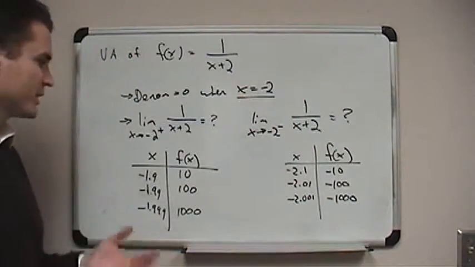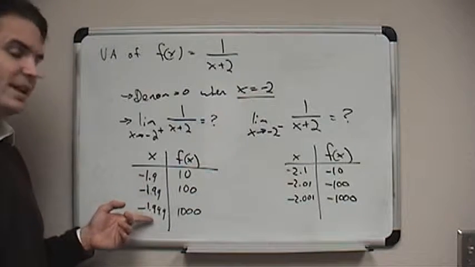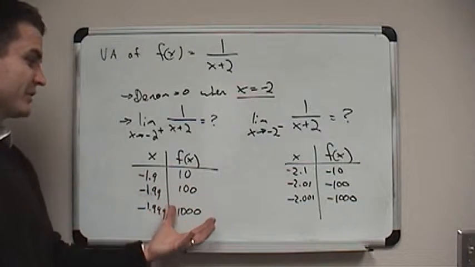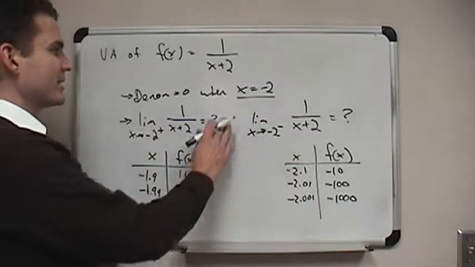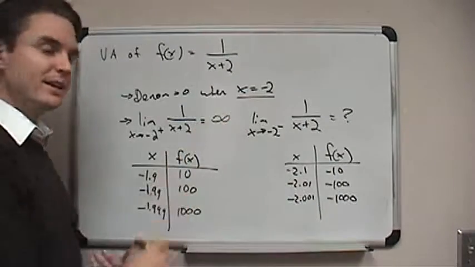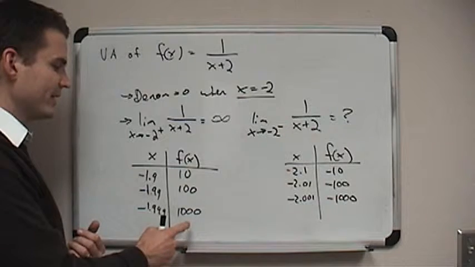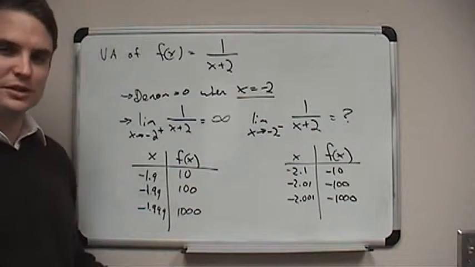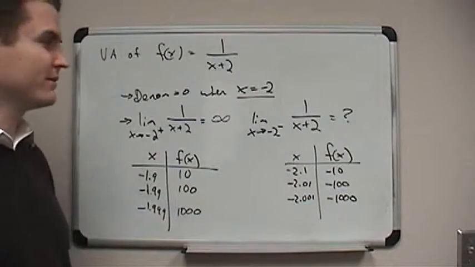So I picked a few of those numbers to see what the pattern is, and of course as I get close to negative 2 from the right side, I see that the function is getting very large and positive. So in this case, it seems that the limit as x approaches negative 2 from the right is infinity, because as I get closer and closer to negative 2 from the right side of that number, the function value is getting larger and larger. It's not approaching anything, it's just growing huge, so positive infinity.